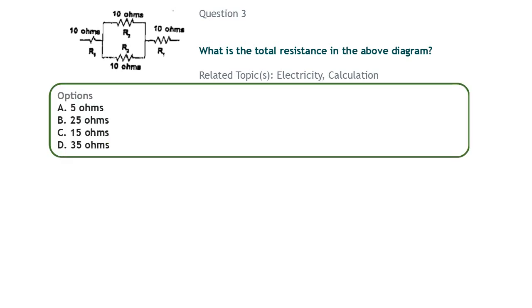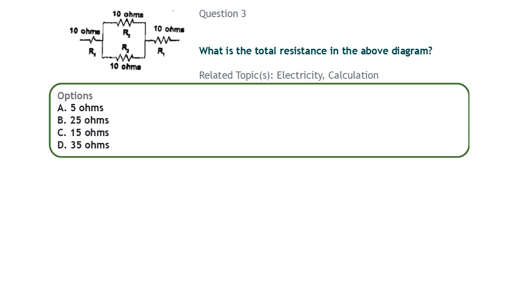Next question on electricity. What is the total resistance in the above diagram? So here in this diagram we have some resistors connected in parallel and then in series to some other resistors. So how do we find the total resistance in this circuit? This is not a complete circuit.